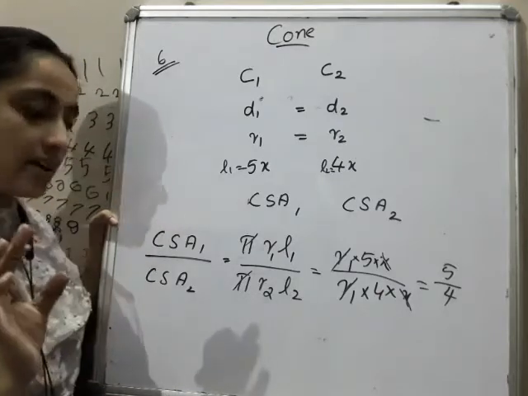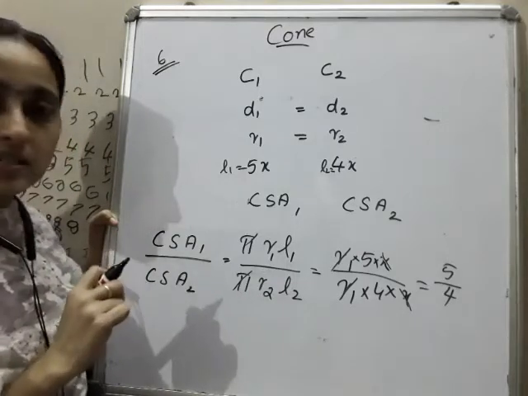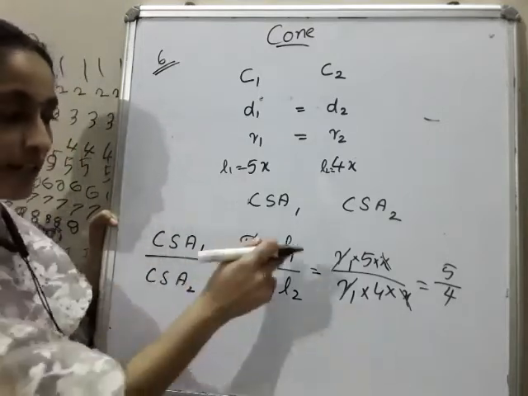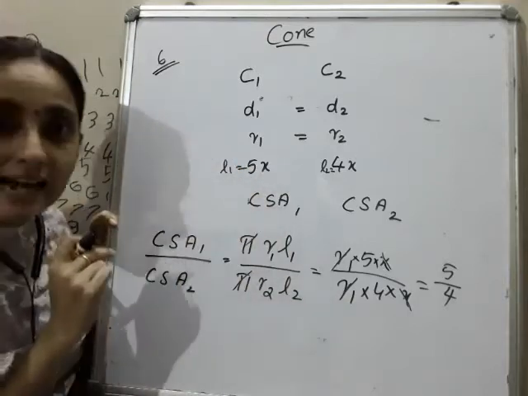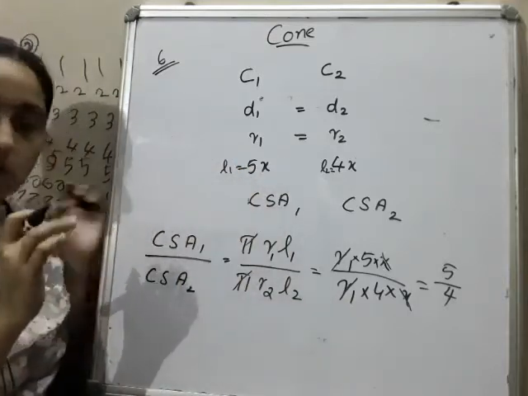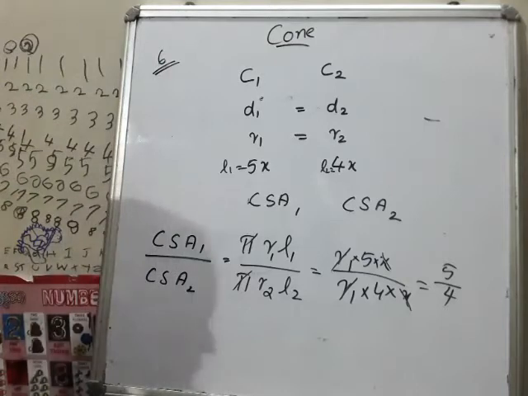When the slant heights are equal, if the diameters or the radius of the cones are the same, then we can write what? Its surface areas will be equal to what? L1 and L2, that is equal to the slant height of the cone. Okay, so hope you are clear with this question. Then we will move to the next question.